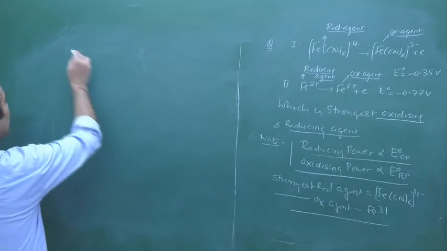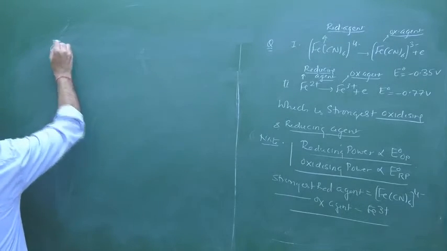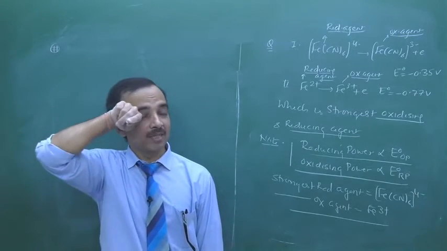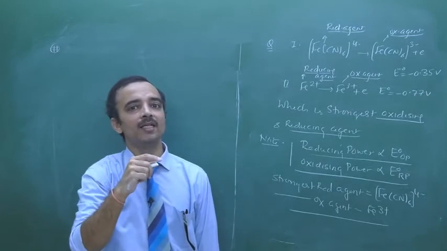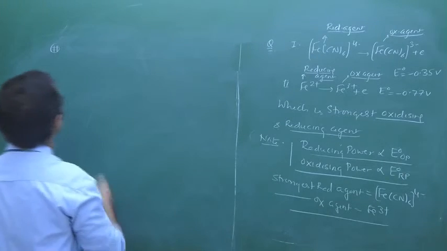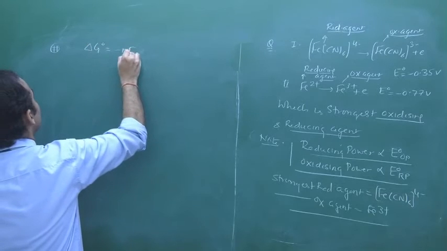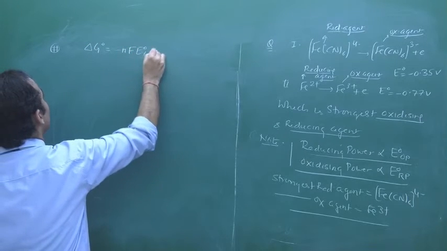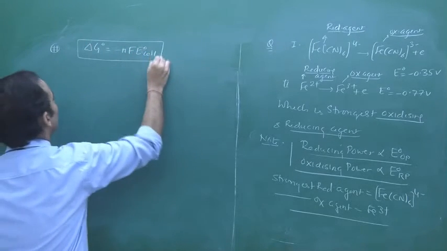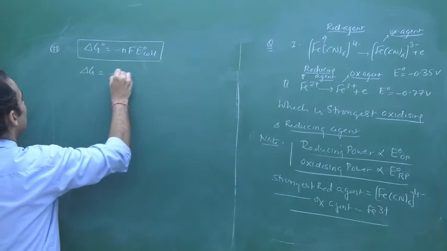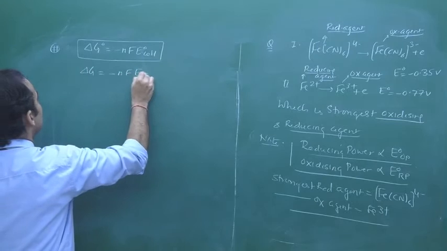Now let us come to the next point. What is the next point? Beta, the next point is questions based on free energy and EMF of cell. That means delta G naught is equal to minus nF E naught cell. First, we can say delta G is equal to minus nF E cell.